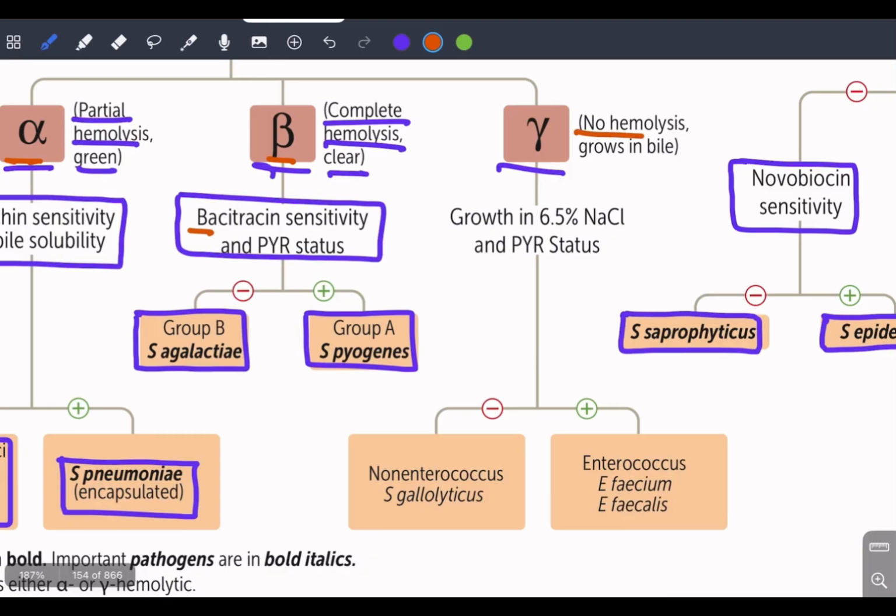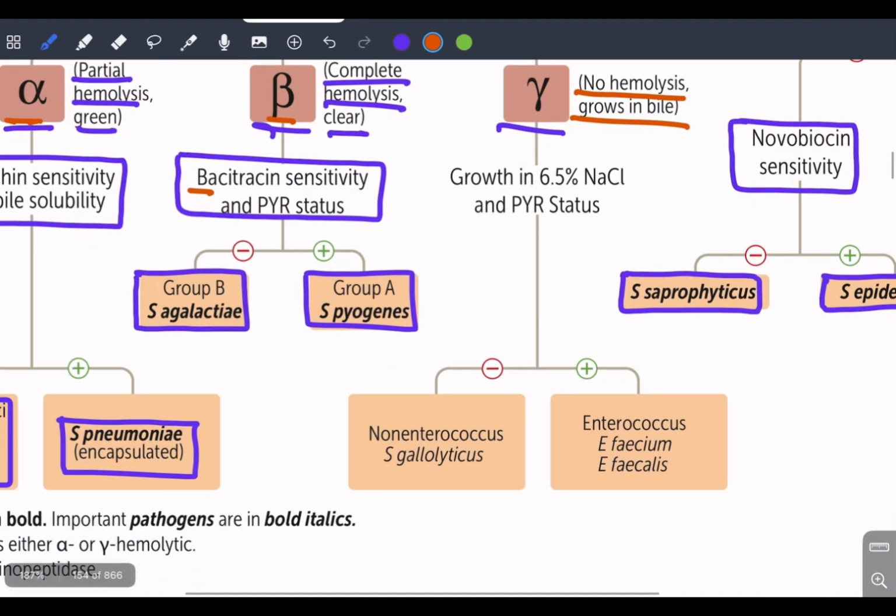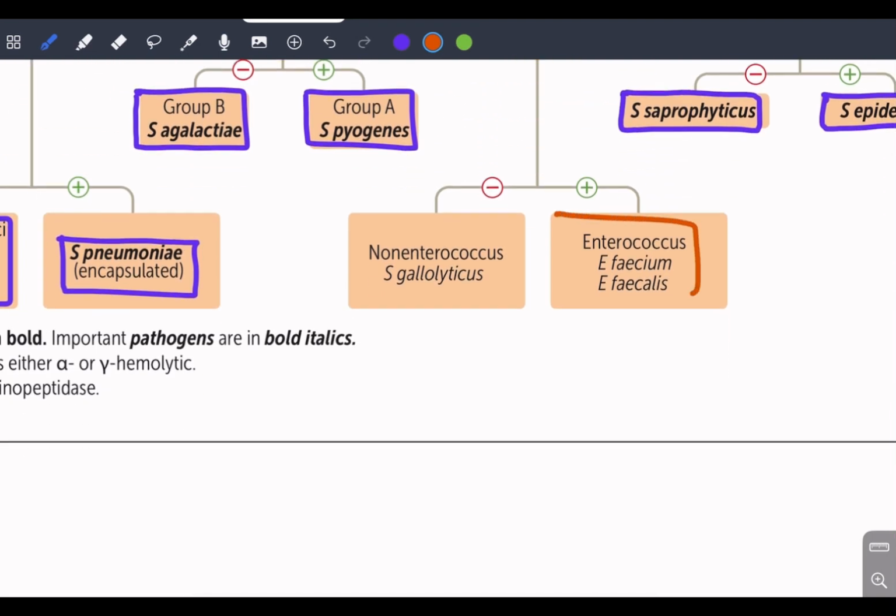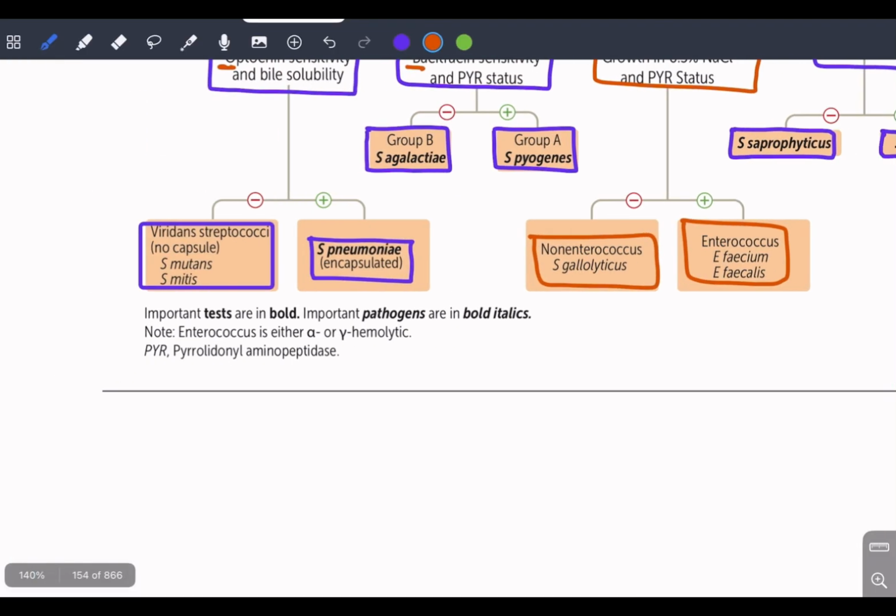In gamma hemolysis there is no hemolysis, and there is growth in bile, and then we check the growth in 6.5% NaCl and PYR status. If positive, it occurs in this bacteria, and negative occurs in non-Enterococcus, Streptococcus gallolyticus. So this is actually what you should know, the different classes of gram-positive bacteria.